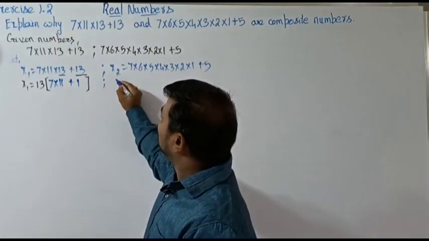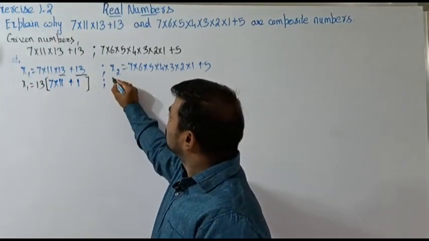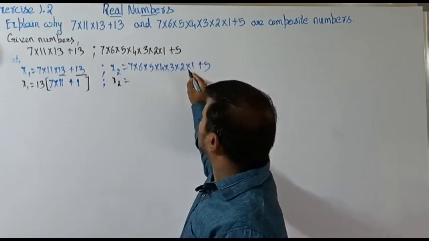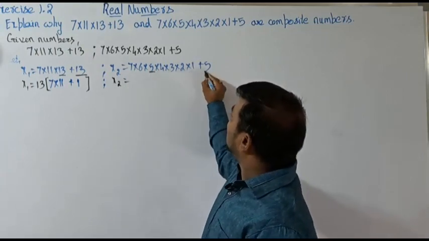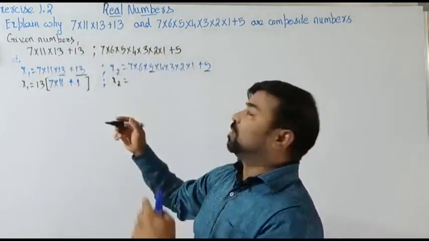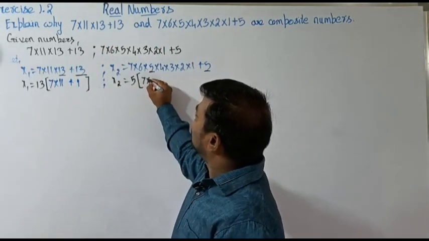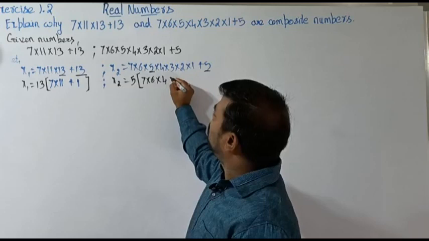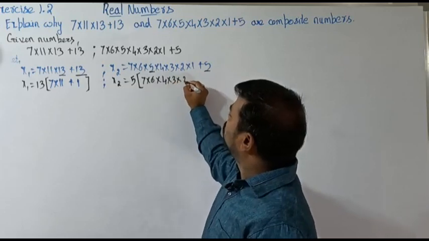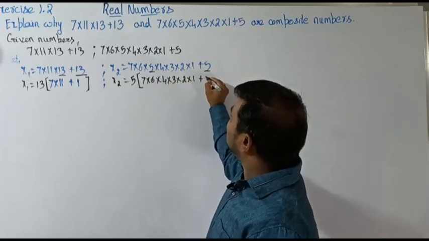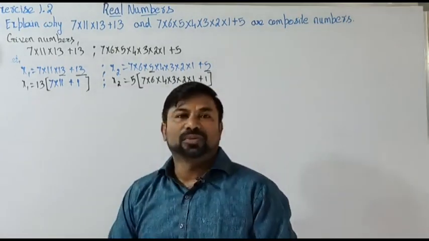Now in x2, if you check here, 5 and 5, I can take as common. So I'm taking 5 out. What is left over inside? 7 into 6 into 4, 3, 2, 1 plus 1. There we go.